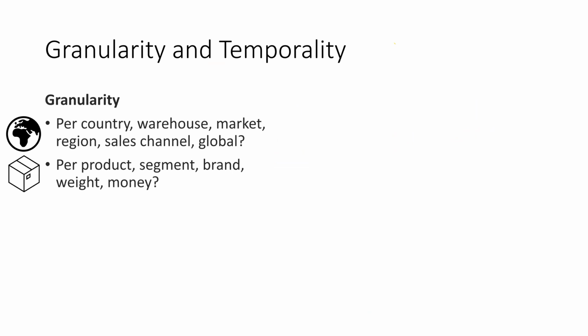Then per product, do you need to make a forecast of product by product, SKU by SKU, per segment, per brand, or even in some supply chain, you just need to forecast the total weight of your product or just a cash forecast? Again, in order to answer those questions, you need to know what kind of action you want to do. If you are the plant manager, maybe doing a global forecast is good enough because you have one plant for the whole world.